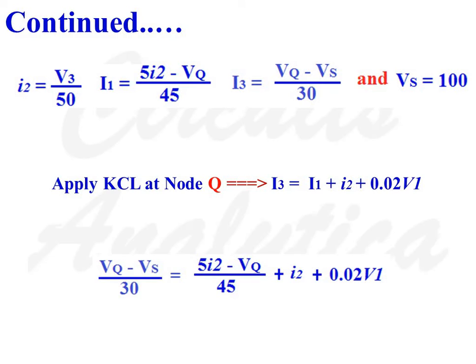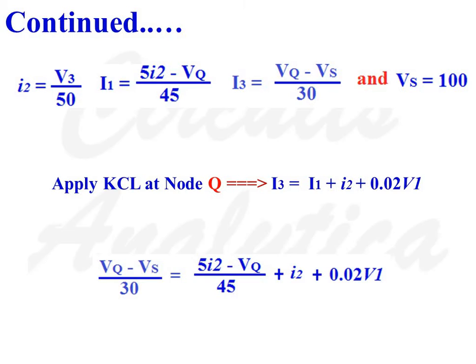I1 is the current flow through 45 ohms resistance. Current flow through a resistance is given as voltage drop across the resistance divided by resistance value according to Ohm's law. So voltage drop across 45 ohm resistance is equal to Vp minus Vq. Vp is equal to 5I2. Therefore, we can write current flow through 45 ohm resistance I1 is equal to 5I2 minus Vq, the whole divided by 45.